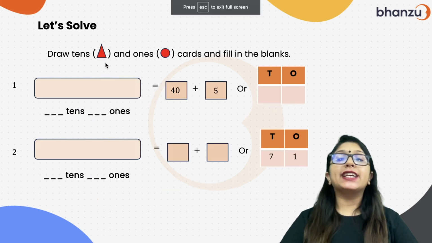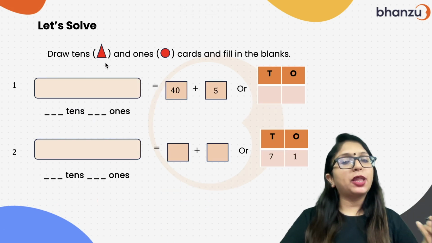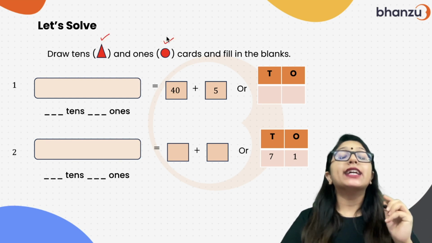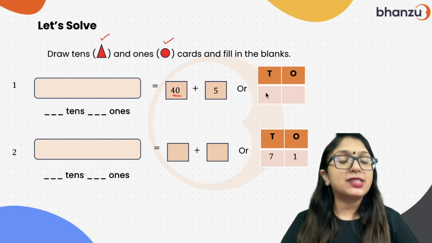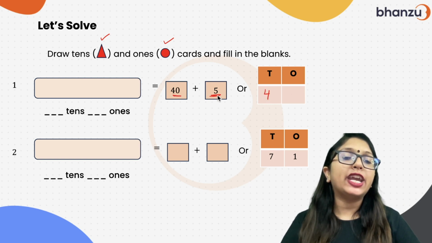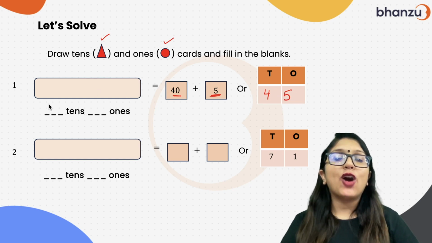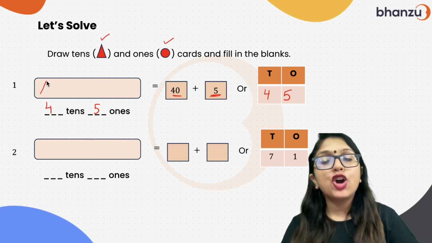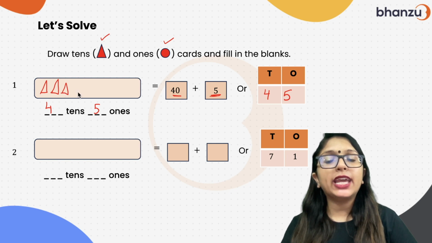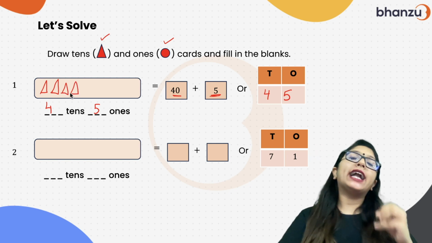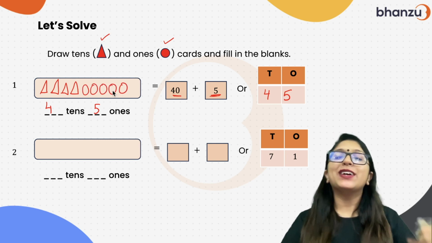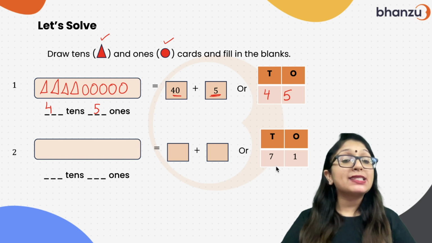And so here it says draw tens and ones and fill in the blanks. Now we know that triangle is for tens and circle is for ones, right? Now here the number is 45. That means there are 4 tens and there are 5 ones. Okay. So now 4 tens and 5 ones means what? We need to draw how many triangular cards? 4 triangular cards. 1, 2, 3 and 4. And how many circular cards? 1, 2, 3, 4, 5. Easy peasy.